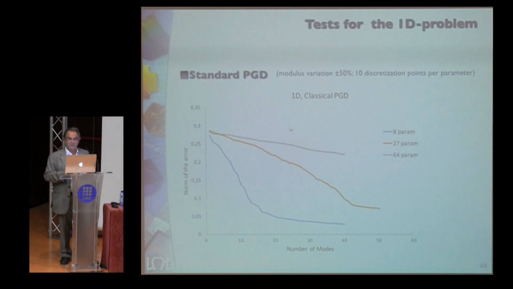So now, the results. First, for the 1D problem. Now we consider a larger interval, plus or minus 50%, with 10 discrete points. You can see that even now with 8 parameters, we have difficulty to converge with the classical PGD.